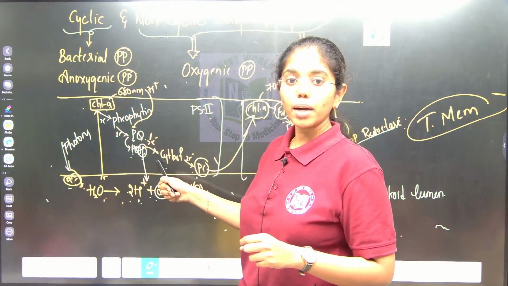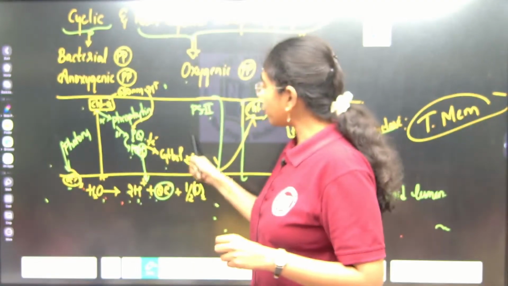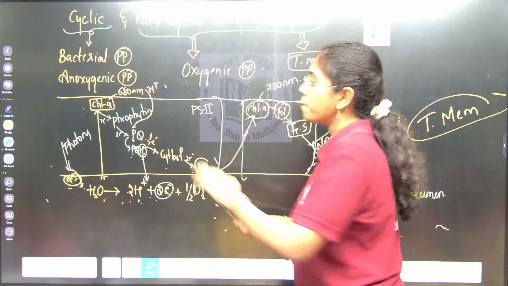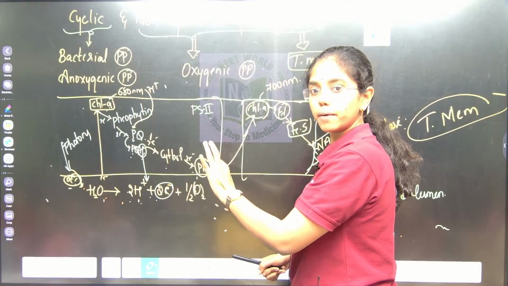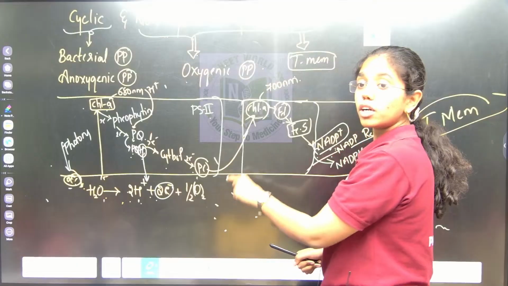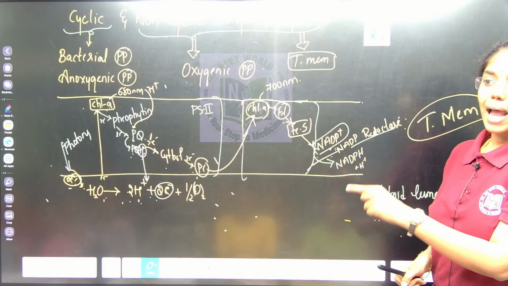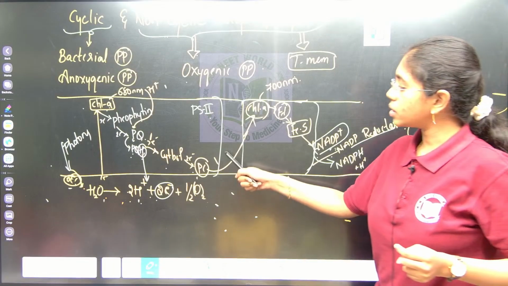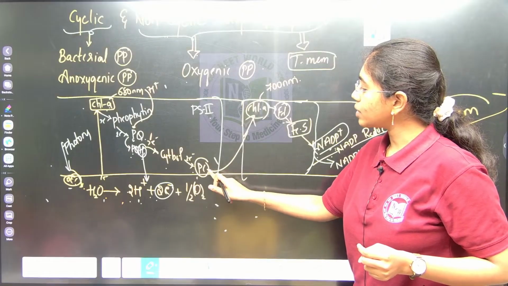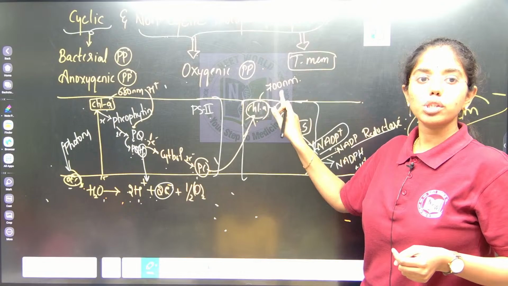Electrons are given to what? Cytochrome B6F, and then to plastocyanin. This is the sequential flow of electrons you have to remember. Fine, right? What is the ultimate electron acceptor of photosystem 2? Plastocyanin is the ultimate electron acceptor of photosystem 2. From here, the electrons are submitted to chlorophyll A, the reaction center of photosystem 1.